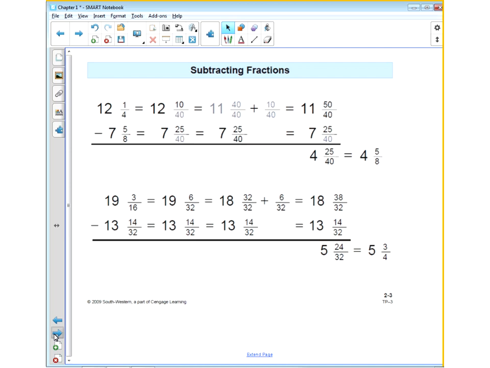Here's another example from the book author that you can refer back to on how to subtract fractions if you need one more example.